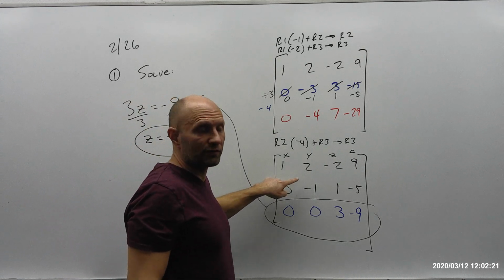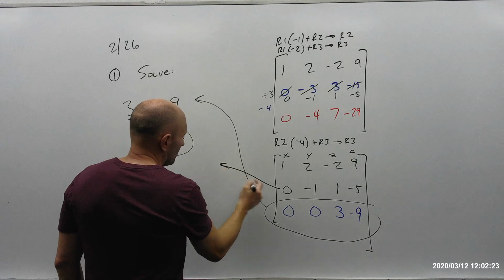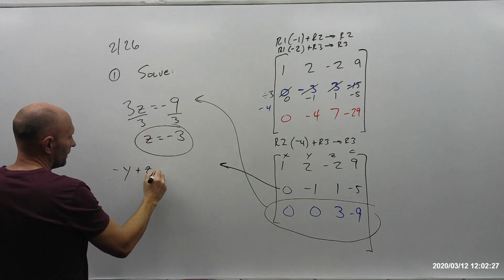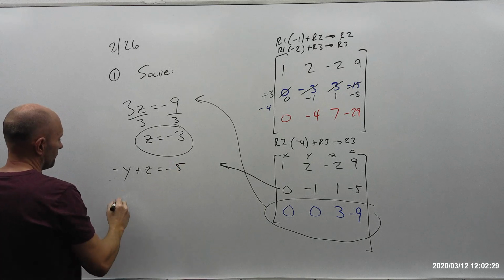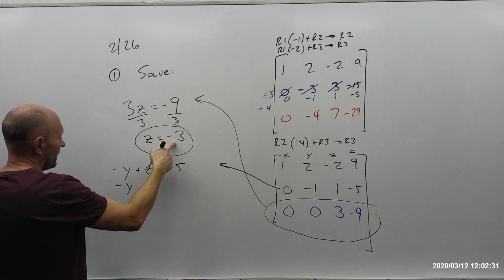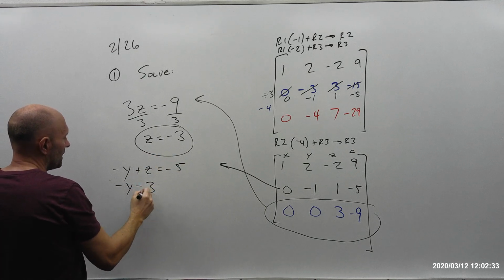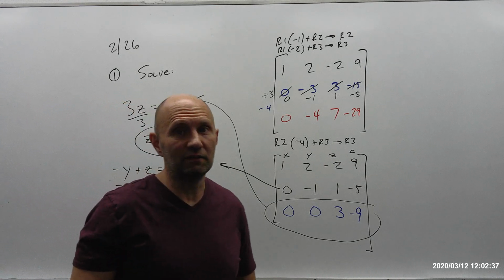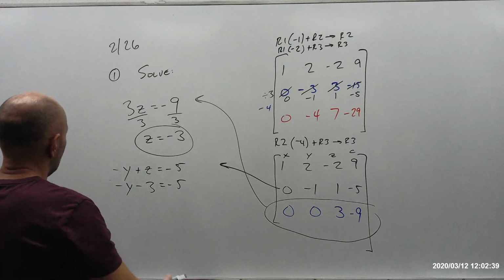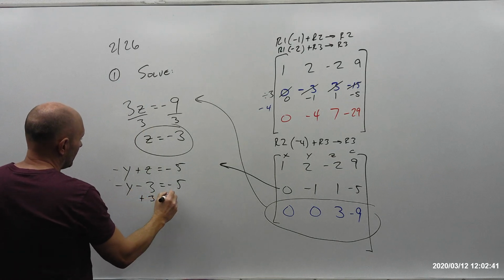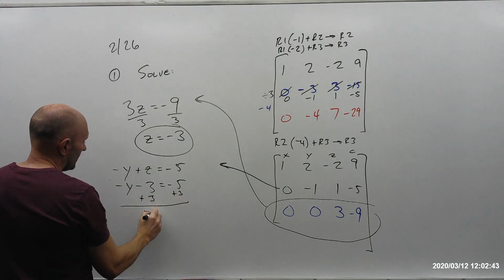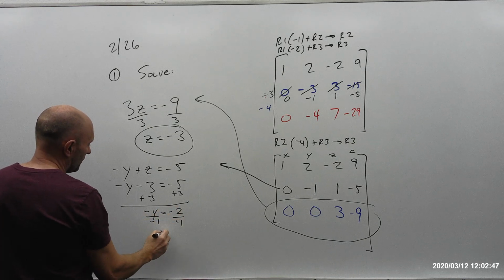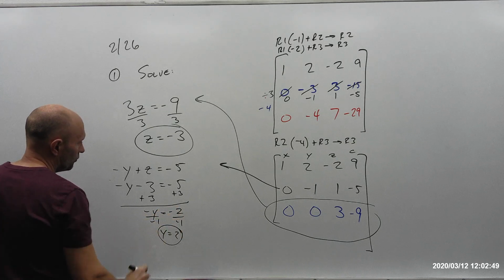Now, if I use the second row I have here, this gives me an equation: negative y plus z is negative 5. So z is negative 3, so negative y minus 3 is negative 5. A lot of negatives here, so be careful. So add 3 to both sides. I get negative y is negative 2. Divide everything by negative 1. y is equal to 2.